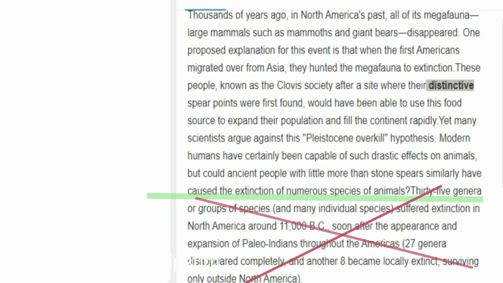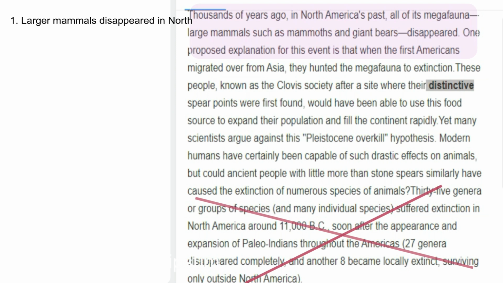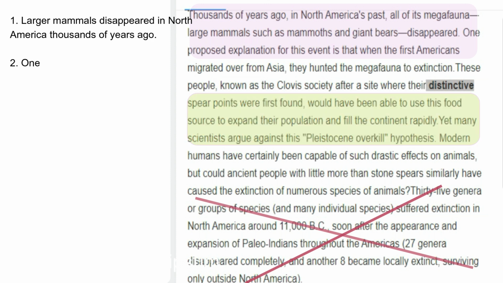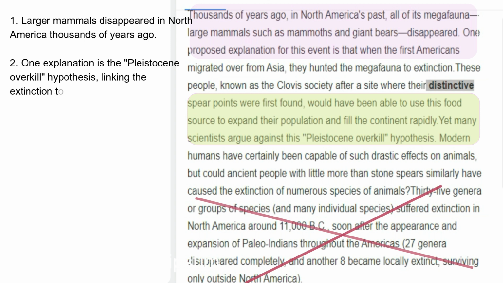So what did we learn? What we learned are these. Large mammals disappeared in North America 1,000 years ago. And why did that happen? One explanation is the Pleistocene overkill hypothesis, that these mammals were killed by Clovis people during the Pleistocene era. And this hypothesis is controversial.